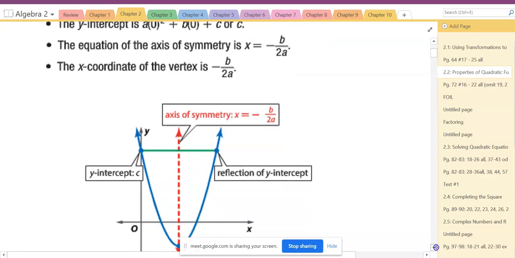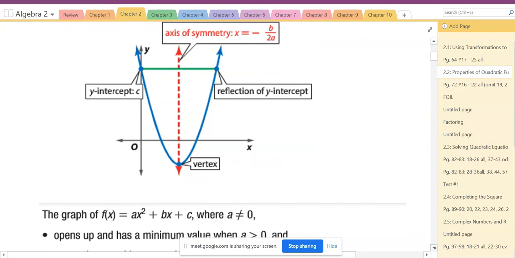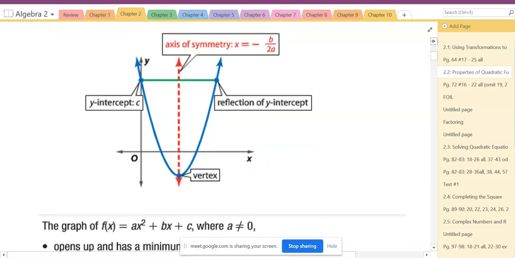There's a picture here in your packet that talks about those things I just went over. The y-intercept is that c that you can see on the y-axis. The vertex is right there in the middle of the graph. That red dashed line is acting as the axis of symmetry, so it's cutting the graph in half. Then they show over on the other side the reflection of the y-intercept, because you could figure out how far away it is from that red line and push it over the same distance to reflect it there.